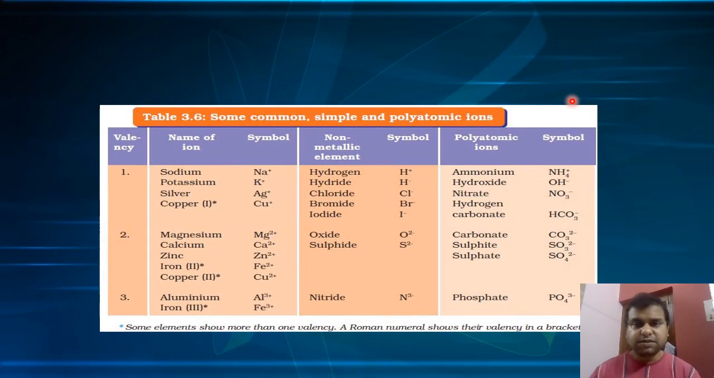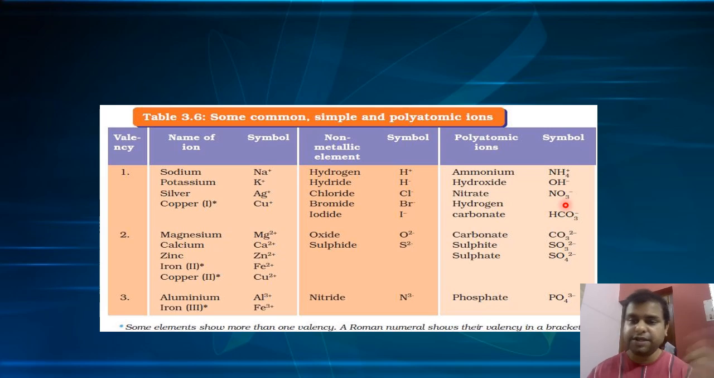Here are some common simple monoatomic and polyatomic ions that you see. Some names of ions that are given: sodium, potassium, silver, copper. These are all monoatomic. And magnesium, calcium, zinc, iron, copper, aluminium, iron. Then you have polyatomic ions, which are ammonium, NH4 plus. Then you have hydroxide, OH minus, and nitrate.